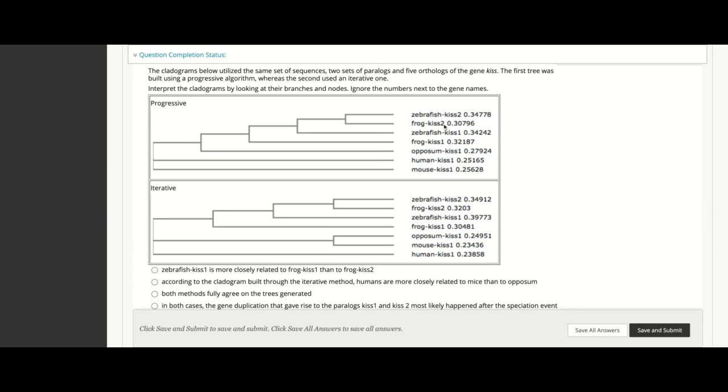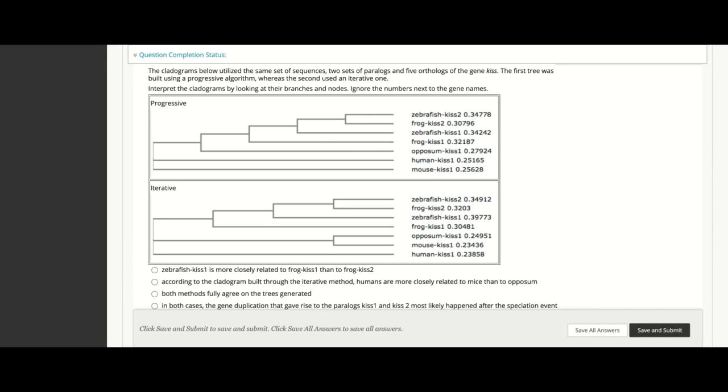Yes. Okay. So let's see, zebrafish kiss 1 is more closely related to frog kiss 1 than to frog kiss 2. Let's find zebrafish kiss 1. Okay, so that is more closely related to that than to that. So this is an example of you don't actually think that this is related to that. And I said, let's ignore these numbers because I didn't want to go into that. So let's just look at the branching pattern. So should you mark that as true or not true? That's not true. That's right.